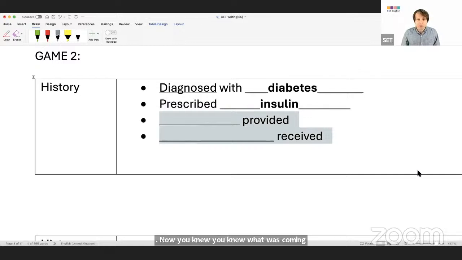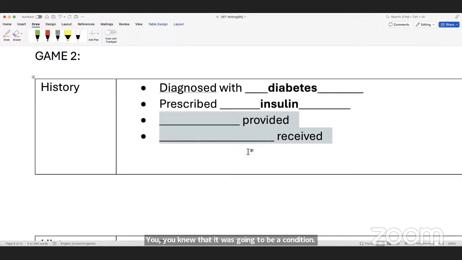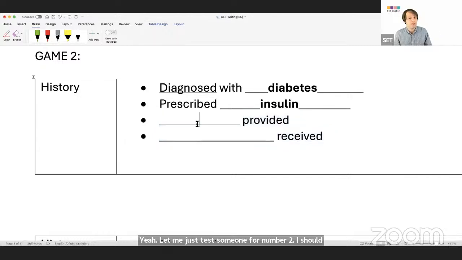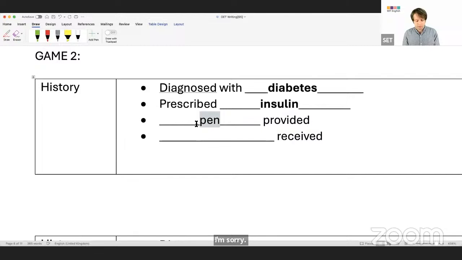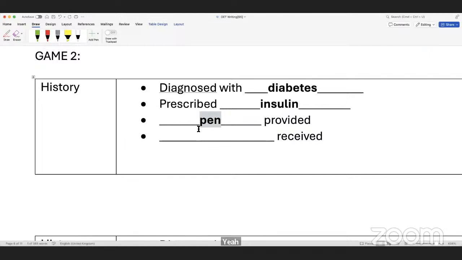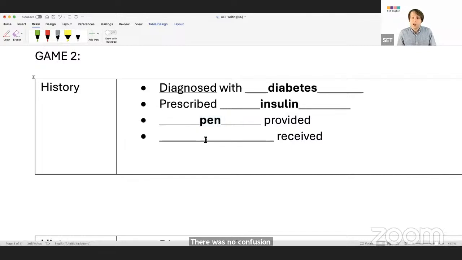What about the final 2 though? I don't know if I did this well enough, but did anyone have difficulty with the final 2? Yes, without signposting it was hard. Yeah. And this is my point, Victoria. So let's just test someone. Chandimali, did you get the third one? Pen. What do we think, guys? It was pen, but some people were not sure.